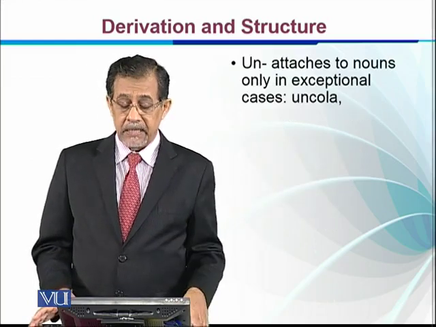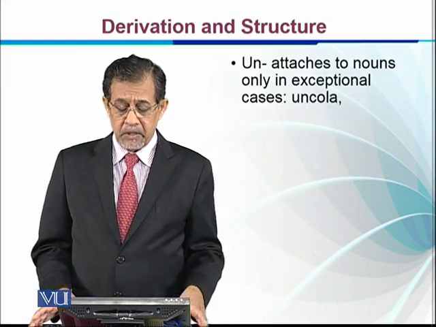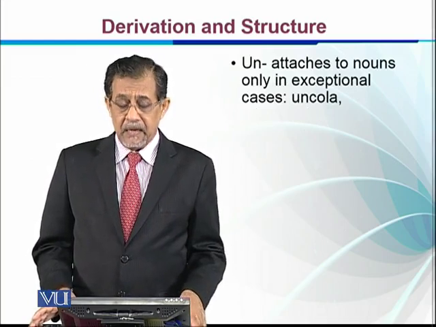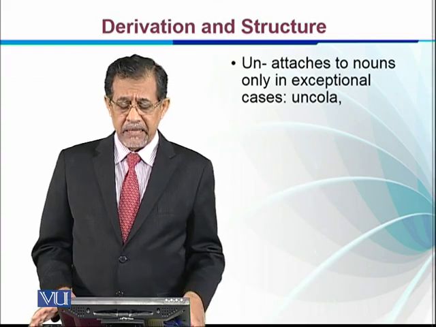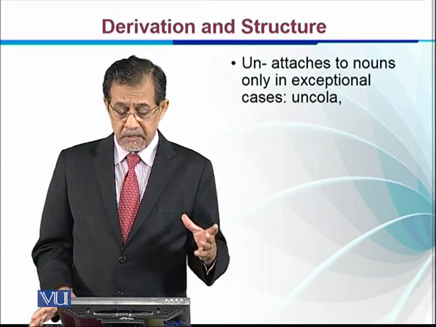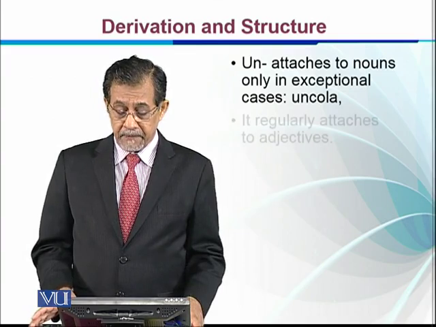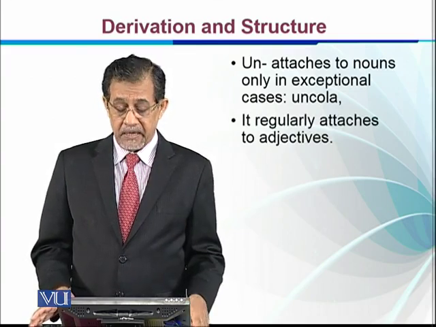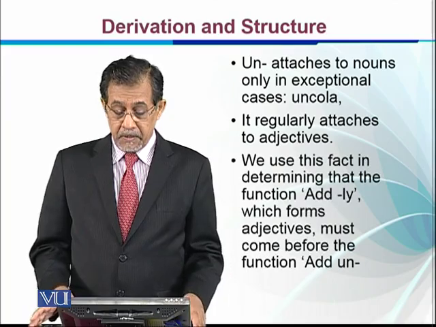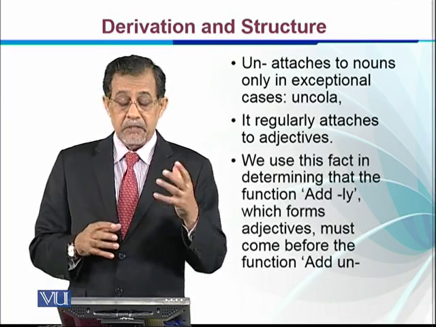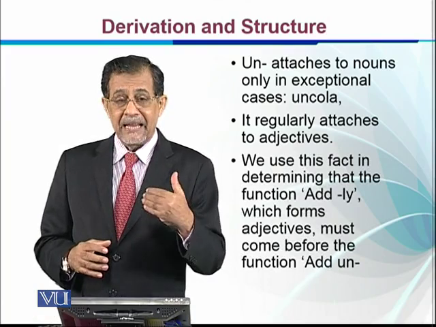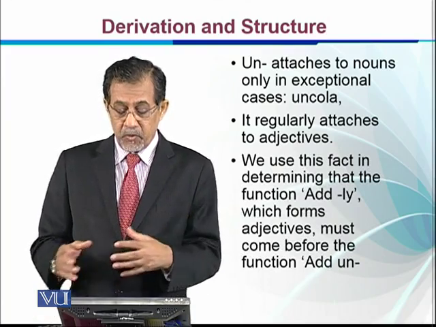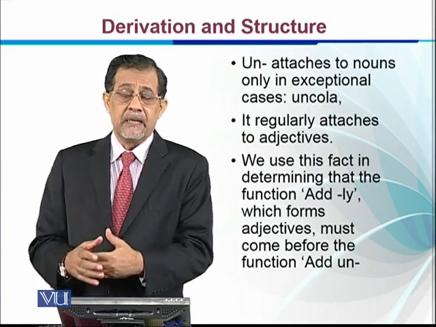With the help of this, we can know that the same function can be applicable to form other words. Un attaches to nouns only in exceptional cases, like Uncola, which was used in an advertisement by a beverages industry. It regularly attaches to adjectives, unable for example. We use this fact in determining that the function add ly, which forms adjectives, must come before the function add un.